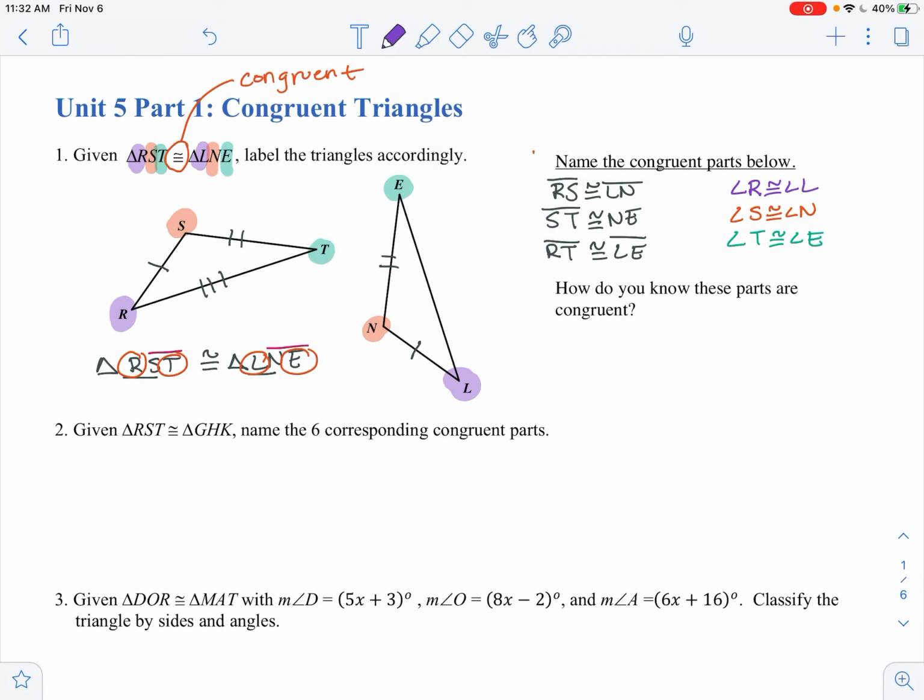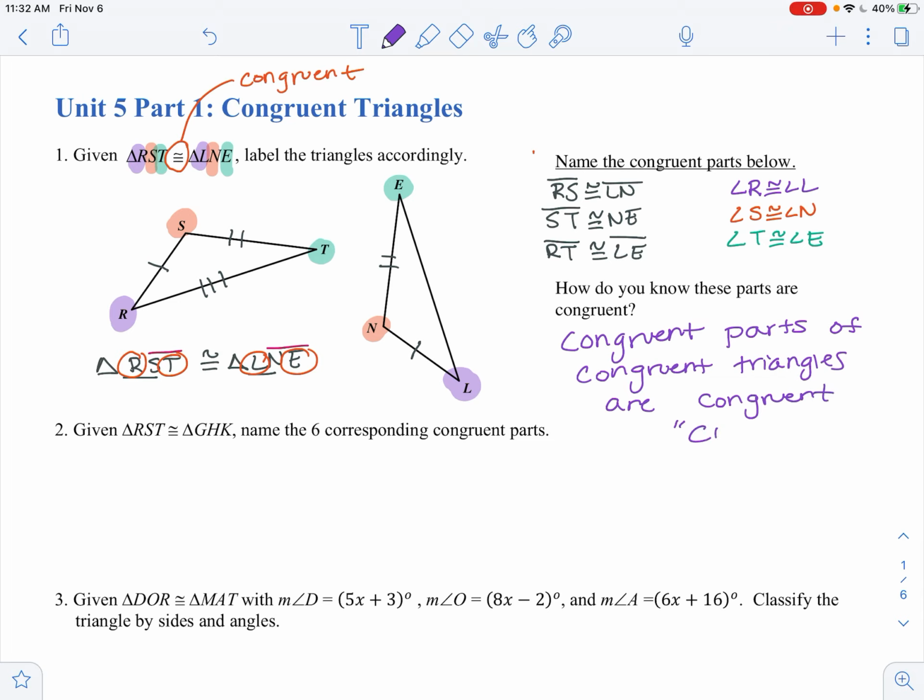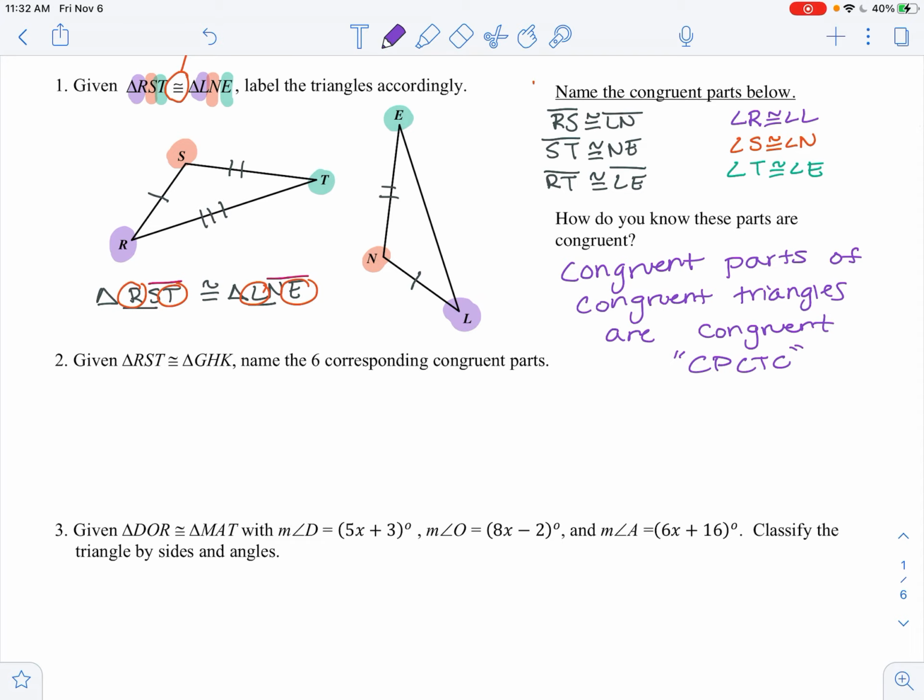Now, all the parts of a congruent triangle are congruent. So there's actually a phrase that you might see: congruent parts of congruent triangles must be congruent. And sometimes we abbreviate that with CPCTC. All right, so I want you to take a second and pause the video and name all 6 corresponding parts. So which sides are congruent and which angles are congruent.